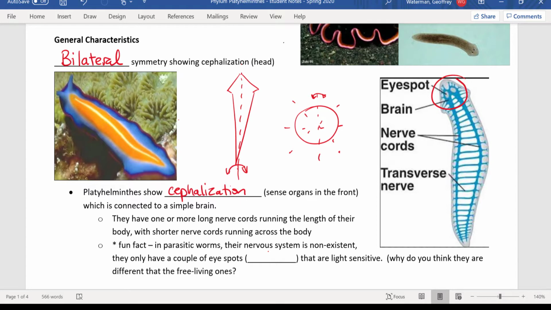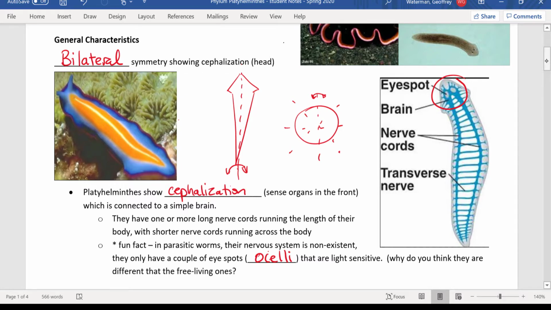They have one or more long nerve cords running down the length of their body, with shorter nerve cords running across the body. A really cool fact is that in parasitic worms, their nervous system is non-existent. They only have a couple of eye spots, and these have a special name. They're called ocelli, and they are light sensitive.